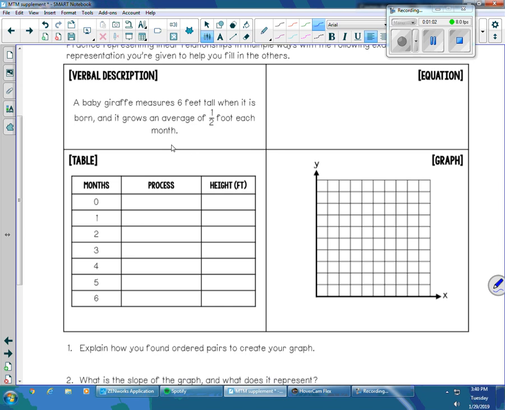So we don't know how many months we're going to be talking about, but we're going to be talking about various months and trying to figure out the total height. So we're going to say y is our total height. X is our number of months. So when I'm writing the equation, y, my total height, is going to be equal to the amount that they're growing, 1/2, times the number of months, plus the initial value. The initial value, he was 6 feet tall when he was born, or she was born, okay? And we're growing a half a foot each month.